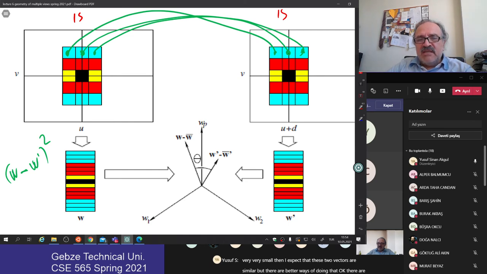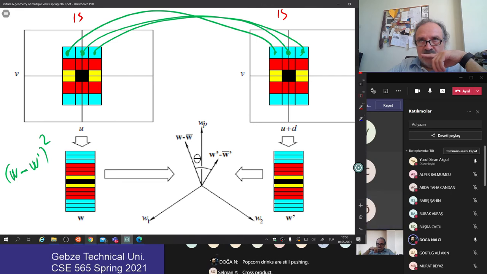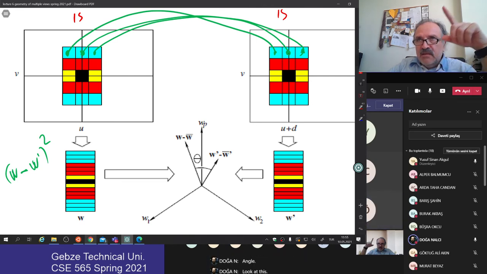Maybe I can do this. Maybe I can measure the angle between these two vectors, okay? How do you measure the angle between the vectors? Yeah, well, it's not cross product, it's dot product, right?